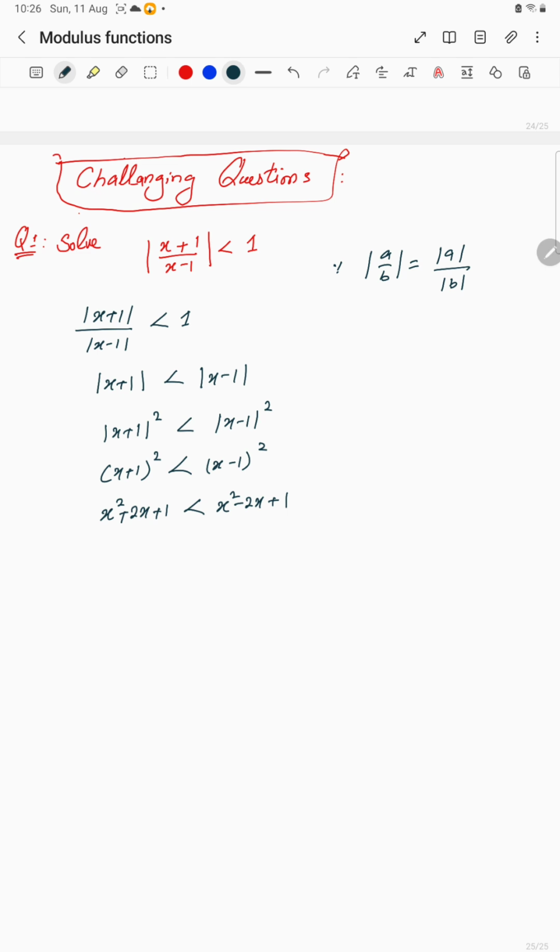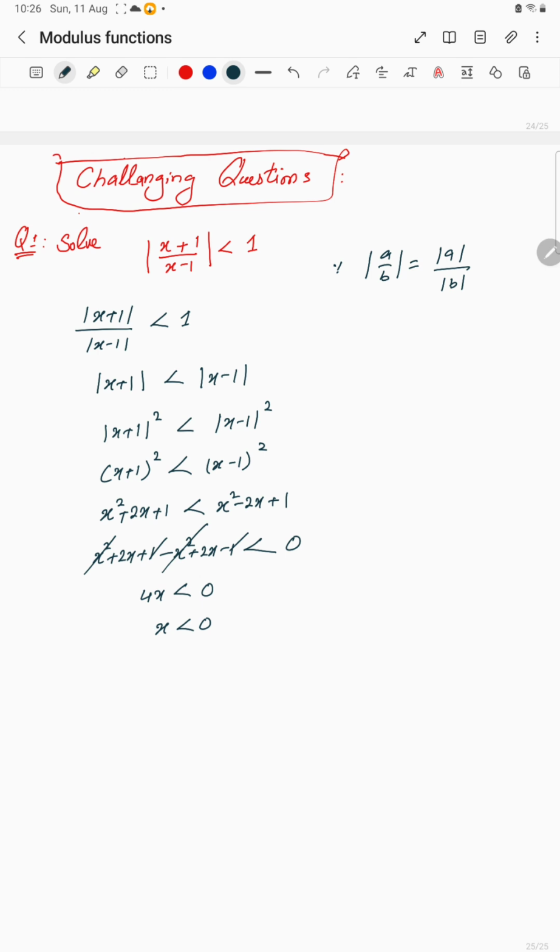If you bring the right hand side towards the left hand side, we get x square plus 2x plus 1 minus x square plus 2x minus 1 less than 0. So here this cancels, and we get 4x is less than 0. So x comes to be less than 0. That is the solution.